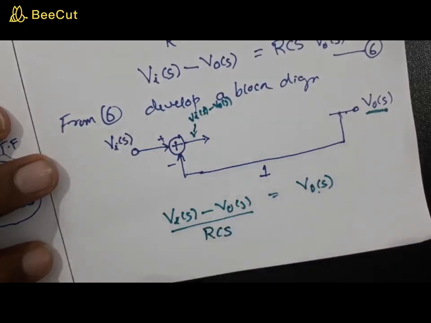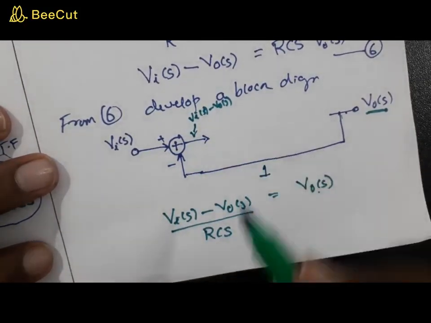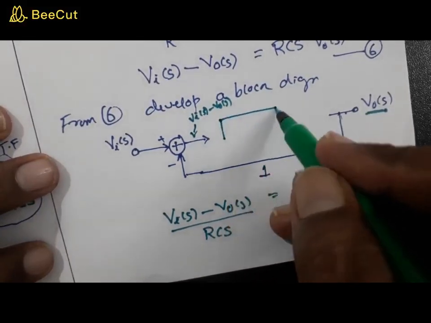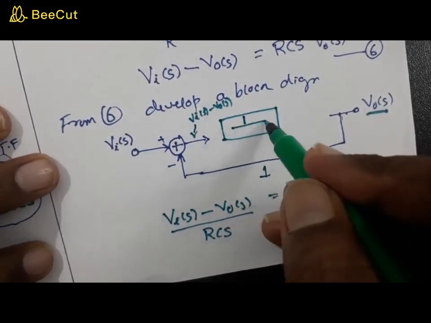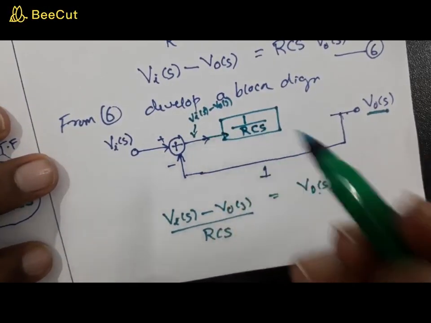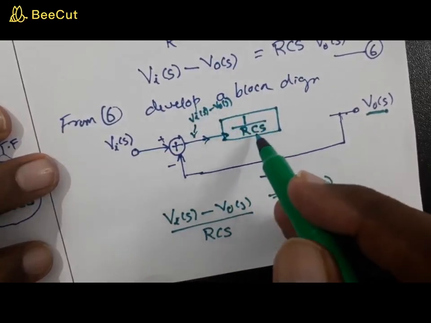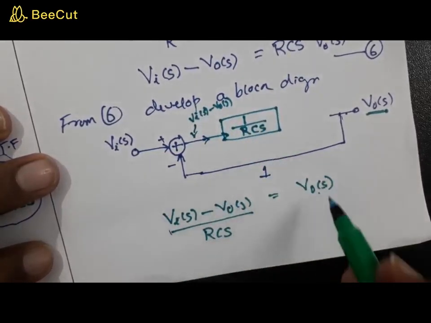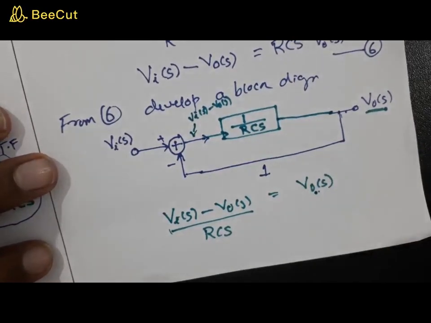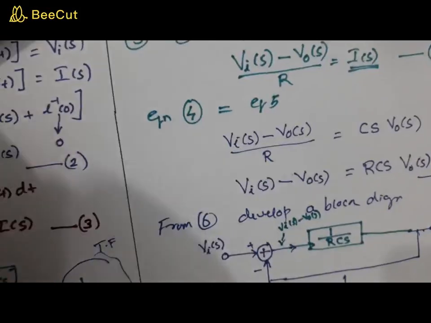Right? Okay. So that means this particular thing has to be multiplied by what? 1 by RCS. So if you have a block like this, inside that you have 1 by RCS, what will happen? This Vi of s minus V0 of s gets multiplied by this, forming this, and that is your V0 of s, so that you can connect this. Right. So this is actually your real block diagram of this network.